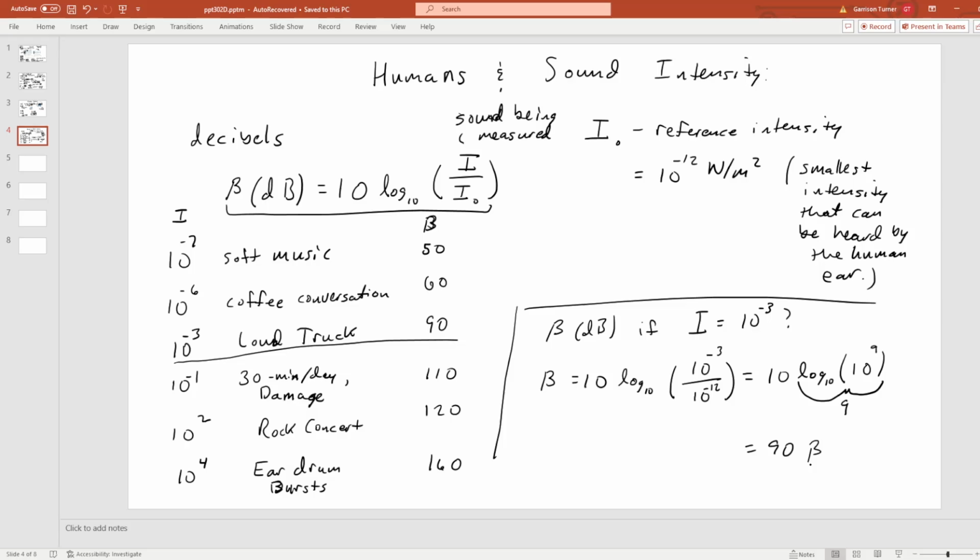Okay. So we will leave this lecture for the moment, and in the next lecture we will talk about standing waves in musical instruments and the Doppler effect. Okay. So stay tuned.